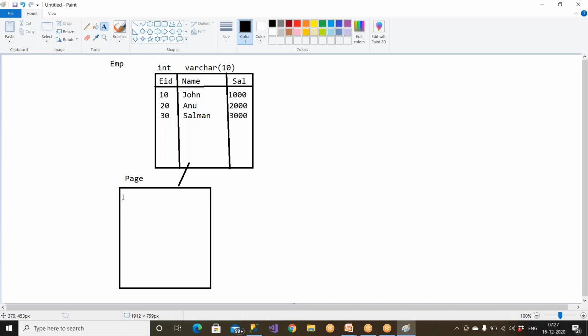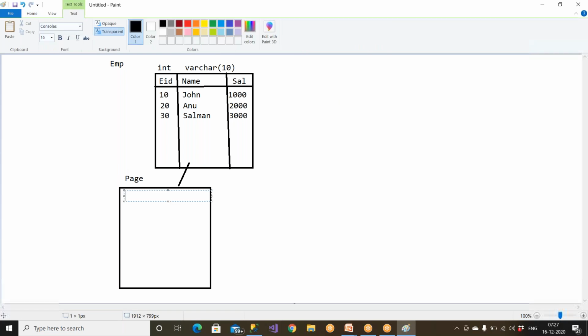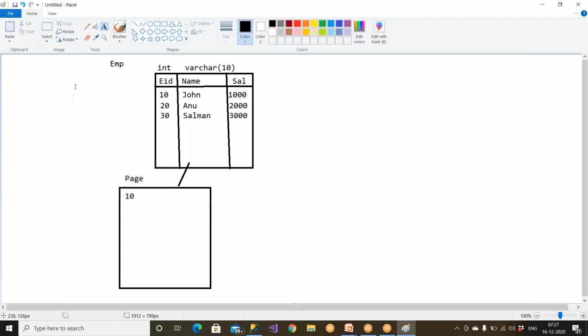Clear, guys? And the data comes here. Now, what is the page size? It is 8 kilobytes. Now, how is it going to happen? Let me take it first. Let me explain character data, then we'll go for the varchar data.